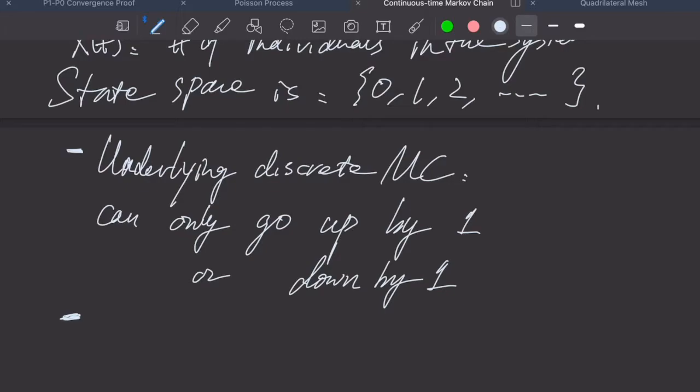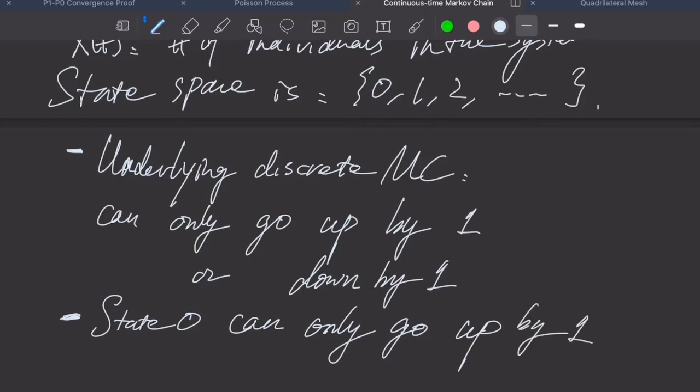And the second one is, let's recall, from state zero, if we're at state zero, we can only go up by one. It means when there is no customer in the queue, the next transition, we must have one customer. Customer number cannot go negative.